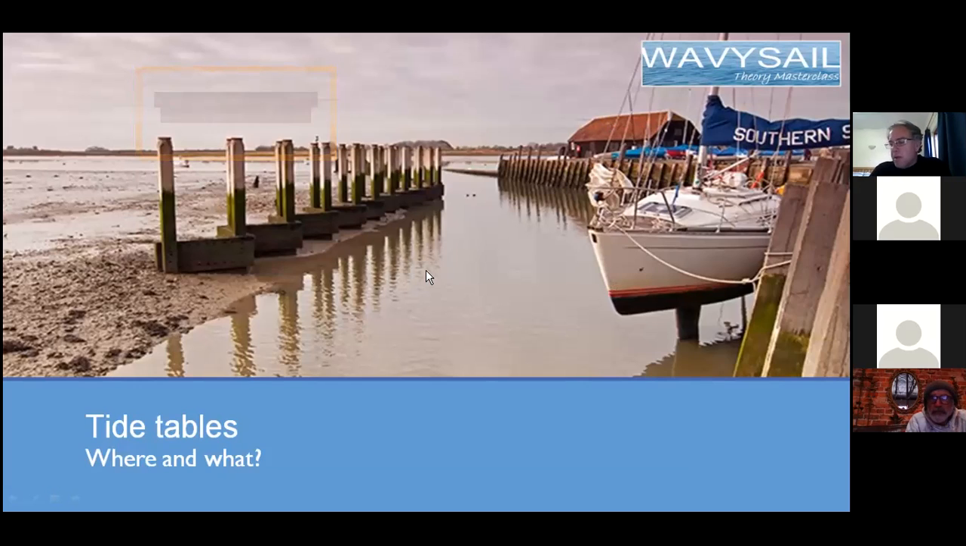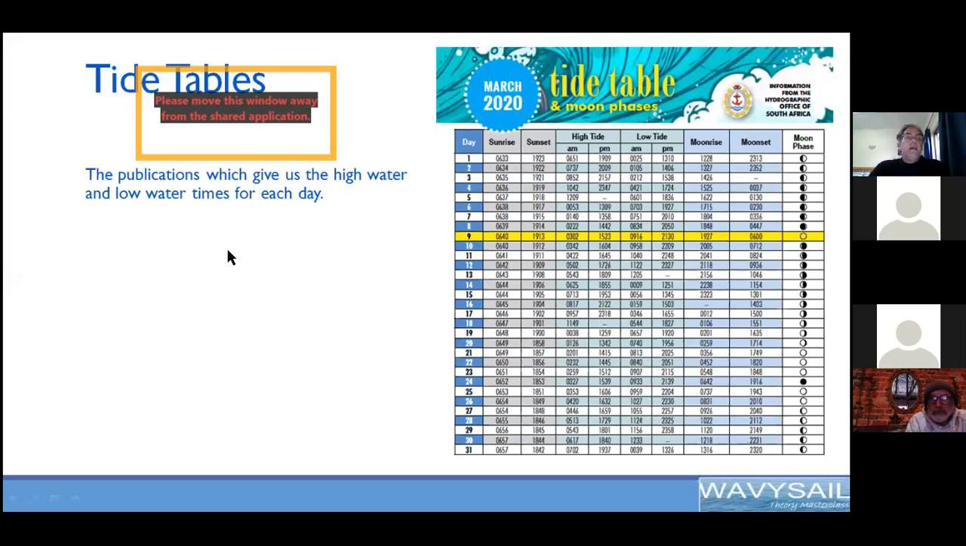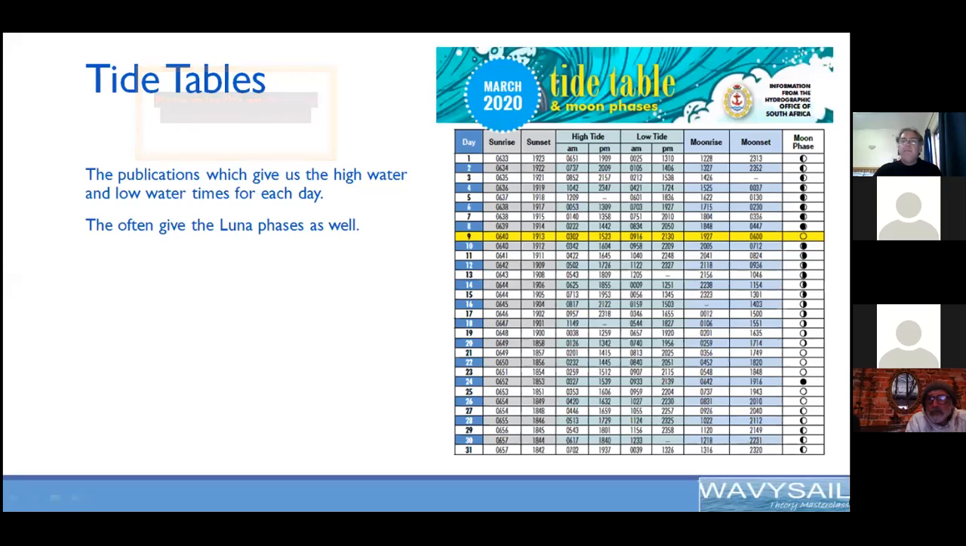Tide tables. Now we've spoken about the tides. Where and what do they come from? The publication we use, tide tables, gives the high water and low water times of each day for a standard port or a place. They'll quite often give you lunar information, so you have an idea of where you are with the springs or neaps. But they just give you a place, sunrise, sunset, high tide, low tide, moonrise, moonset.